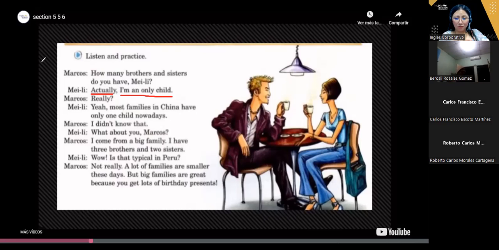I'm an only child. Soy hijo único. I am or I'm an only child. Así se dice hijo único. Only child. ¿Será que puedo decir only kid? No, no suena bien. La expresión ya está fija, establecida. Hijo único, only child. No digamos hijo como son or daughter. Only child. Hijo único. ¿Por qué? No hay otra hermana, hermano. Entonces, child. No digamos hija única, hijo único. Only child. That's it.